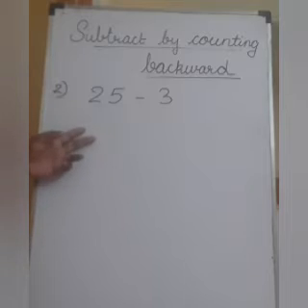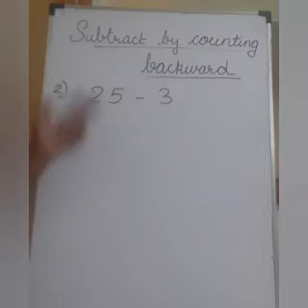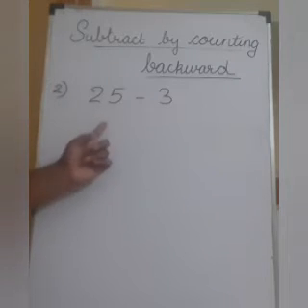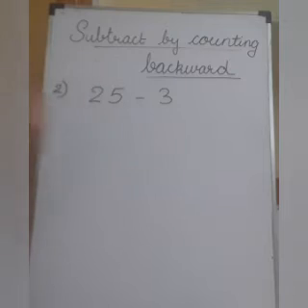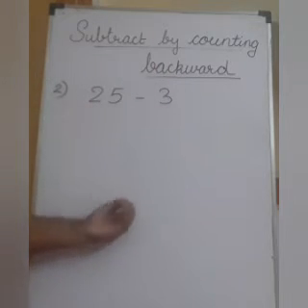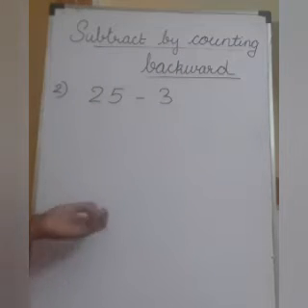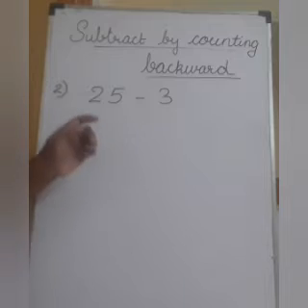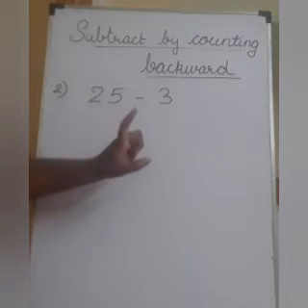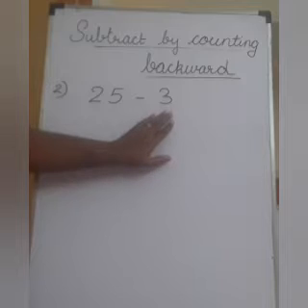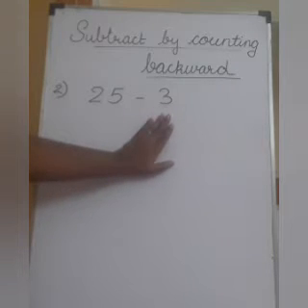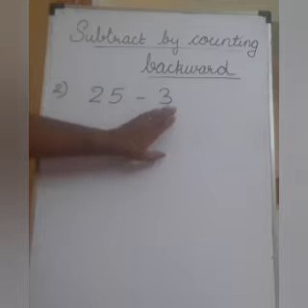Moving to the second question. The second question here is 25 minus 3. What are we going to do? We are going to do the subtraction by counting backward. Dear kids, for counting backward subtraction, which number do we look at first, the first number or the second number? Yes, we have to look to the second number. What is the second number? It is 3.